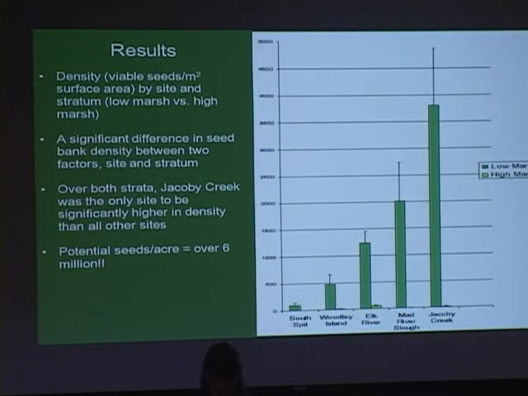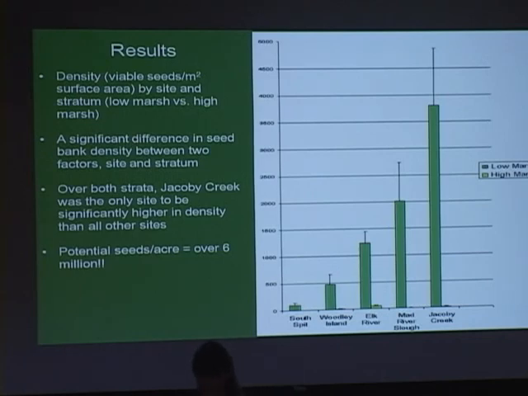So our results were that we did confirm a persistent seed bank for all the sites and primarily in the low marsh. Mean density of low marsh was around 1,500 seeds per meter squared, and high marsh was 15 seeds per meter squared, so that's a big difference. We found a correlation between Spartina cover and seed bank density. Seed density also varied among the sites, as you can see.